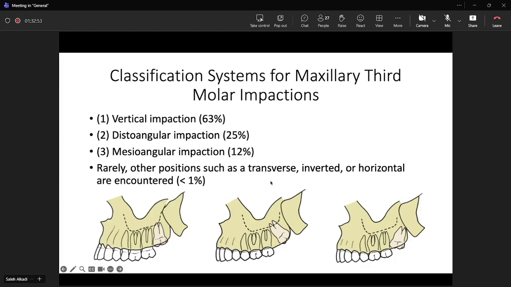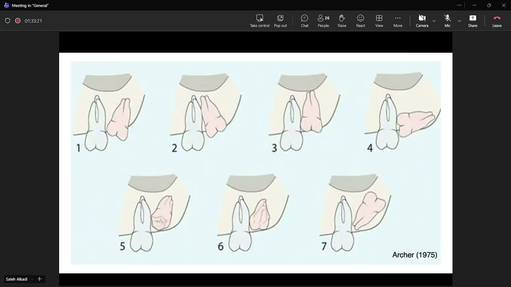So when we classify maxillary third molar impaction, it is the same classification, I mean a classification based on the angle of impaction. So we have vertical impaction, which is 63% of the cases, then distoangular impaction, then mesioangular impaction. We also have other positions, but very rare, like transverse position and inverted horizontal position. But the most common one, again, is the vertical impaction. Here's the classification of upper third molar impaction by Archer.